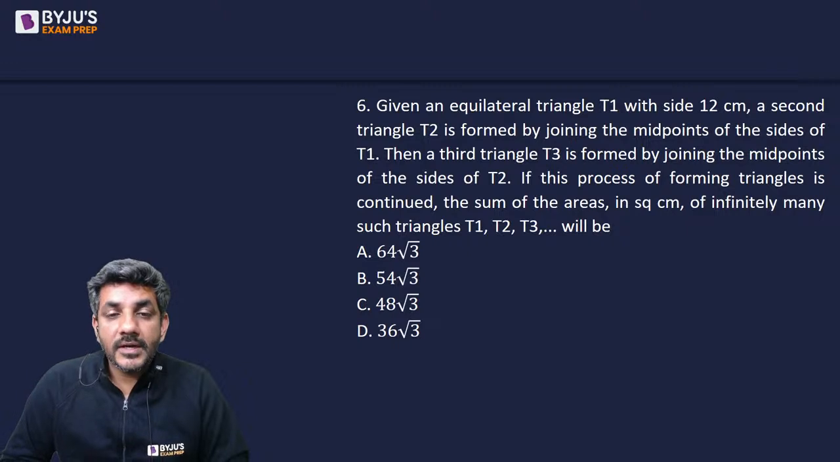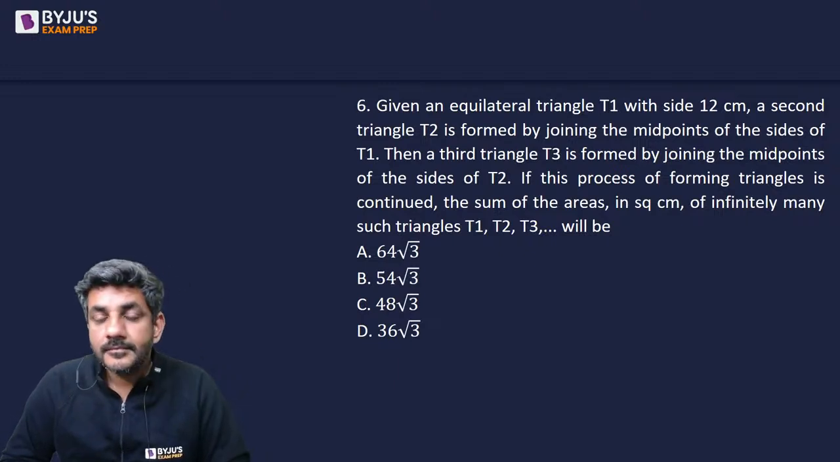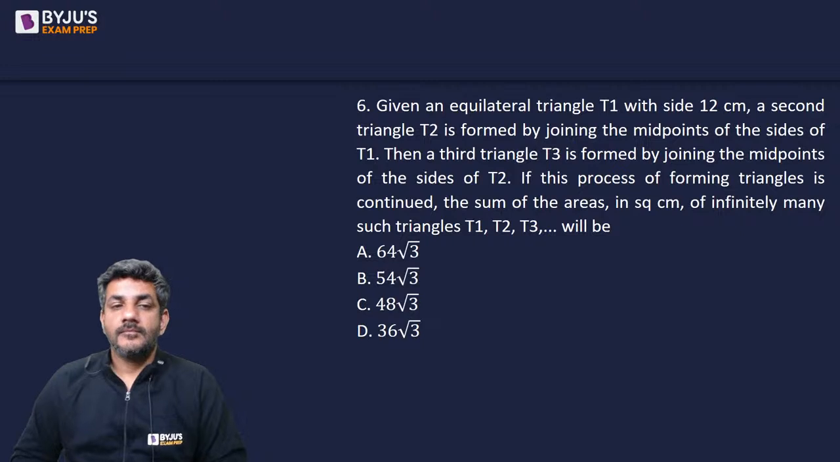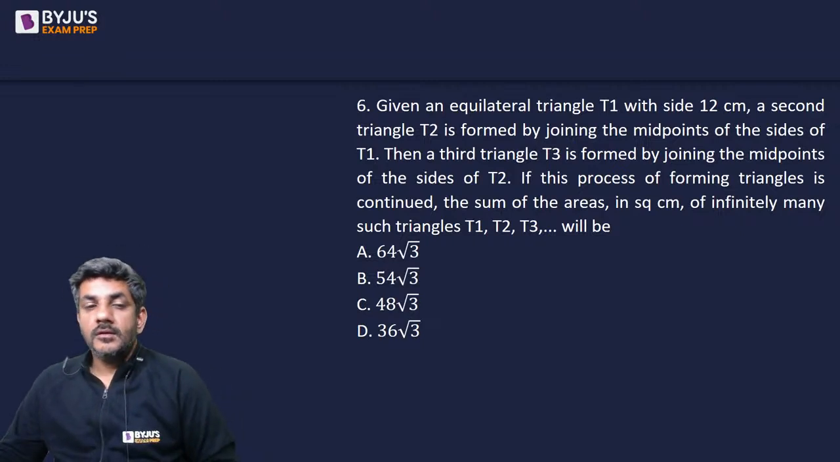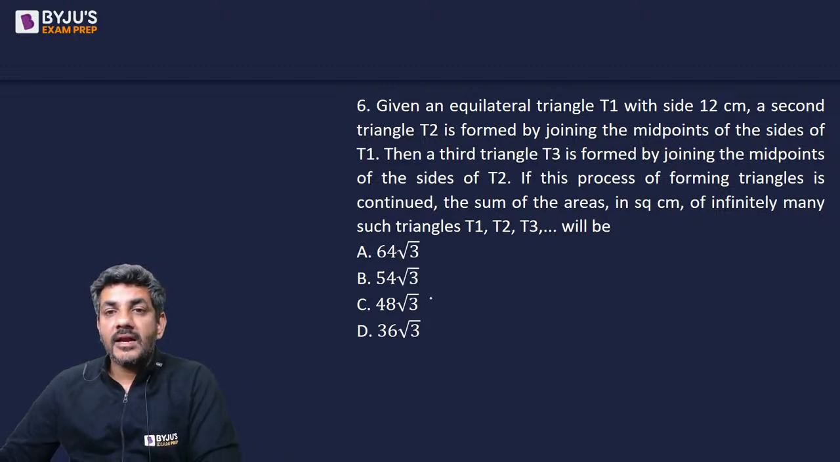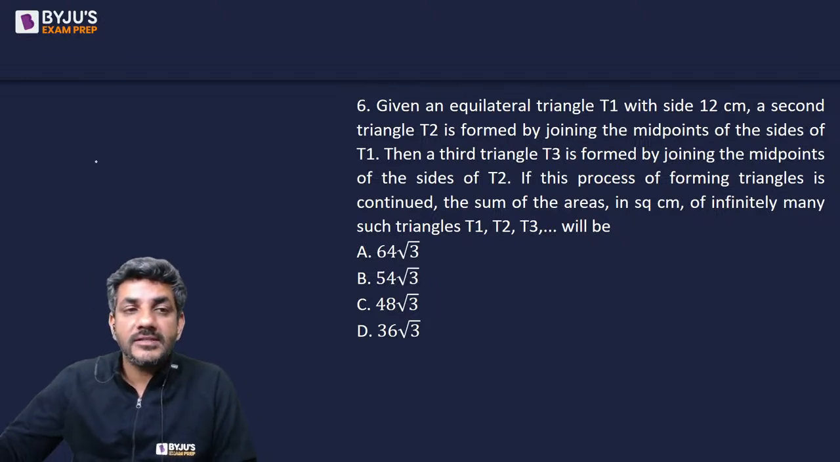A question on geometry including infinite GP series. So let's start doing this question as well. What does it say? Given an equilateral triangle T1 with side 12, a second triangle T2 is formed by joining the midpoints of the side of T1.